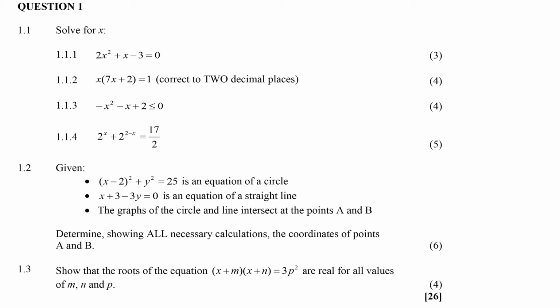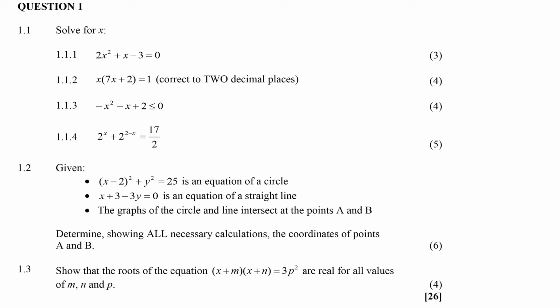1.2 Given (x − 2)² + y² = 25 is an equation of a circle, and x + 3 − 3y = 0 is an equation of a straight line. The graphs of the circle and the line intersect at the points A and B. Determine the coordinates of the points A and B, showing all necessary calculations.